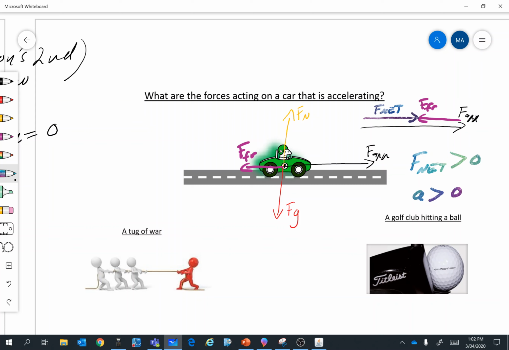So in a nutshell, if the net force acting on an object is greater than 0, then that object will accelerate in the direction that the force is acting.